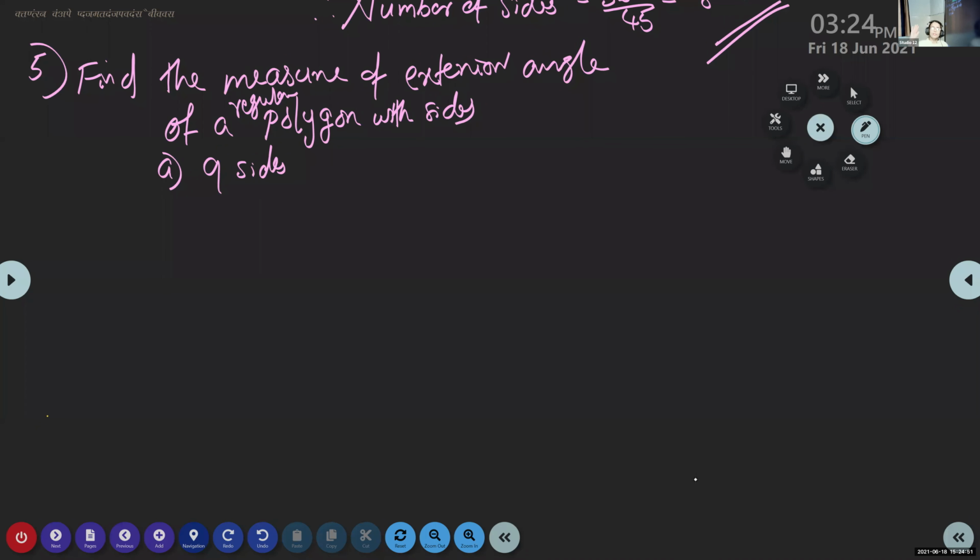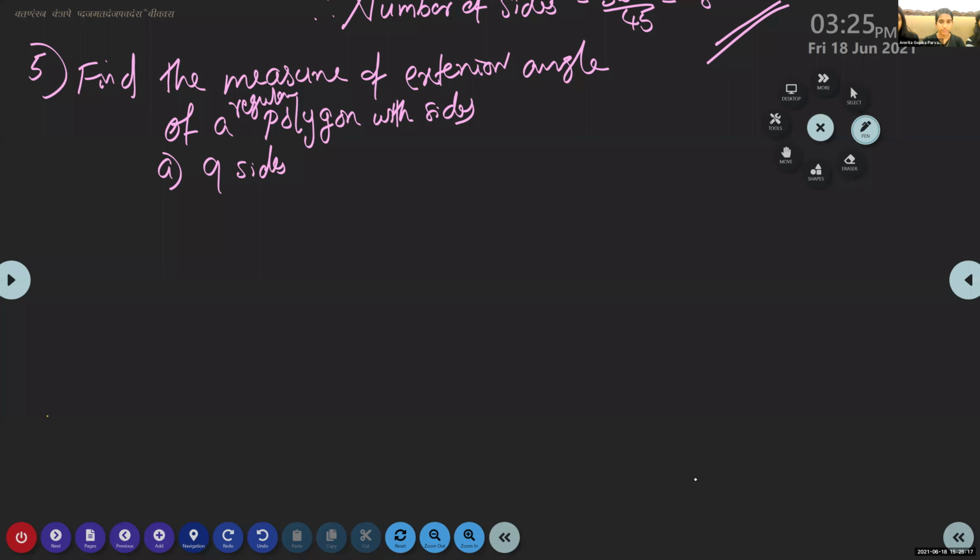In both cases, we need to divide 360 by the number of sides to get the measure of one angle, or divide 360 by the angle degree to get the number of sides. Am I clear, all of you? Yes, ma'am.